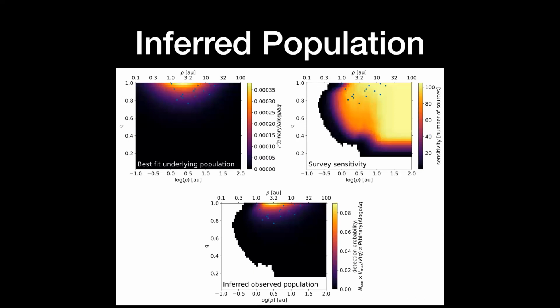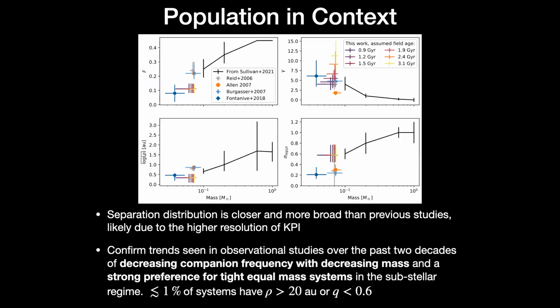I'm splitting out our sensitivity in the top right with the detections, and then that best fit model, again with our detections, and then what happens when we combine them, again with that Malmquist bias correction. We can see the detections line up well with that best fit model. Great. How does this fit into previous analyses of similar objects?